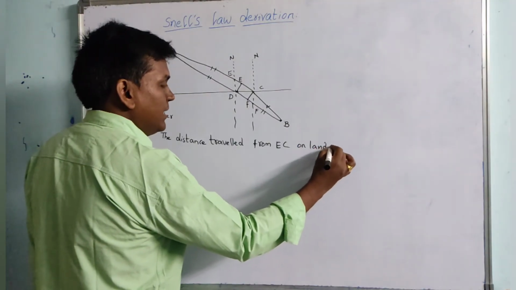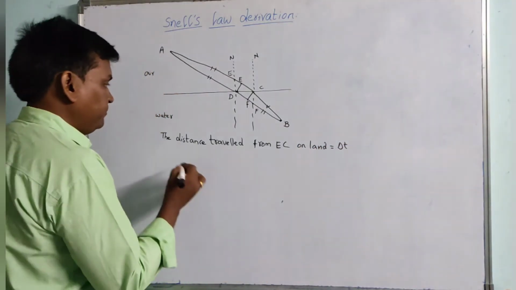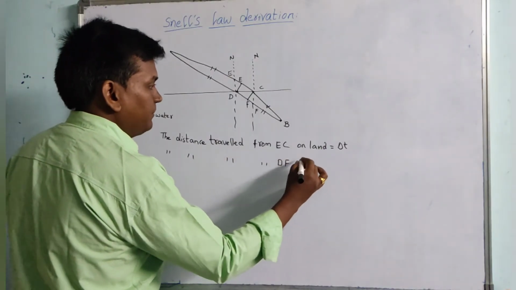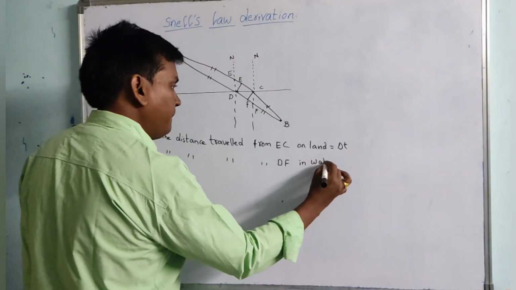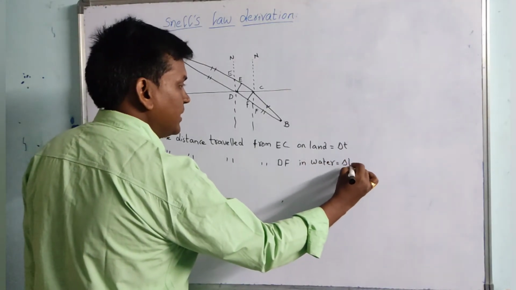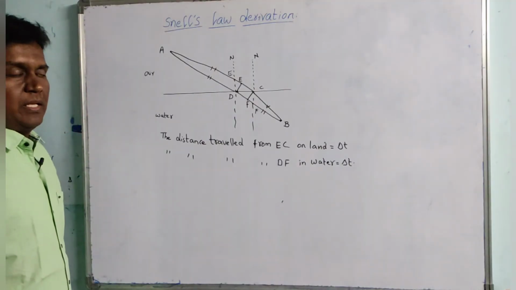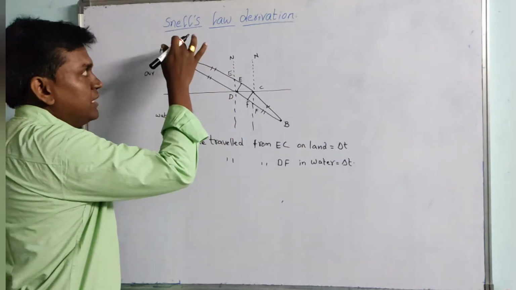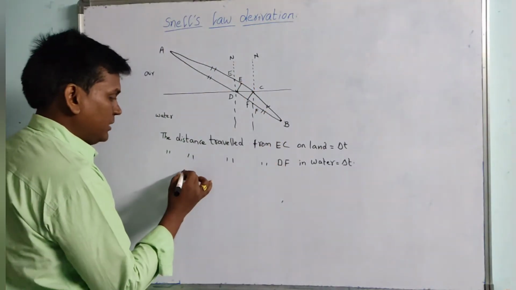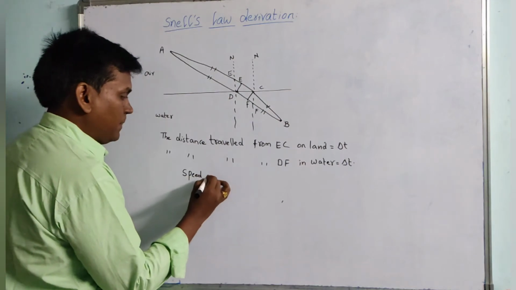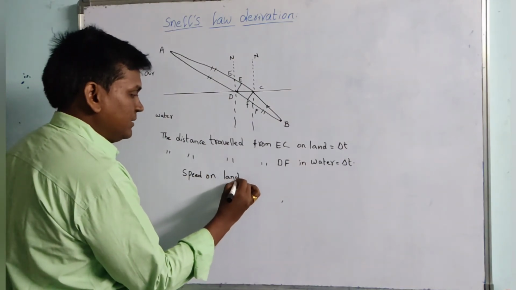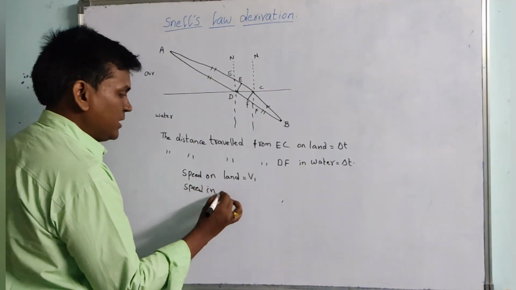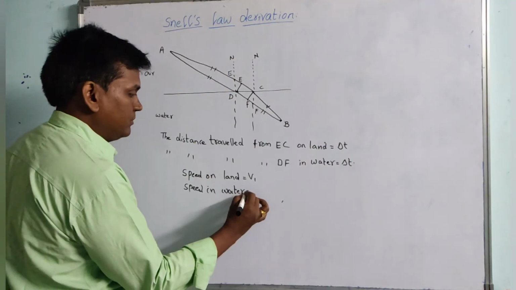On land it has taken some time delta t. In the same way, the distance travelled from D to F in water has also taken some time delta t. But the speeds are not the same on land and in water. So the speed on land will be v1 and the speed in water is v2.